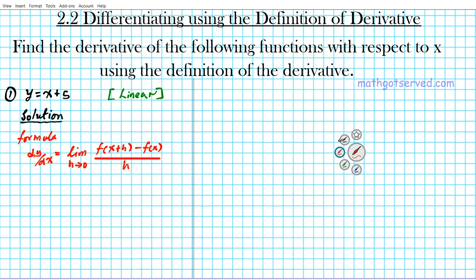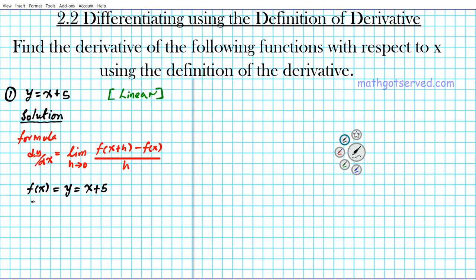Okay, so let's start with the easy part, which is f of x. What is f of x in this problem? F of x is y. Okay, and y is what? y is x plus 5. Okay, so we have the first ingredient down.